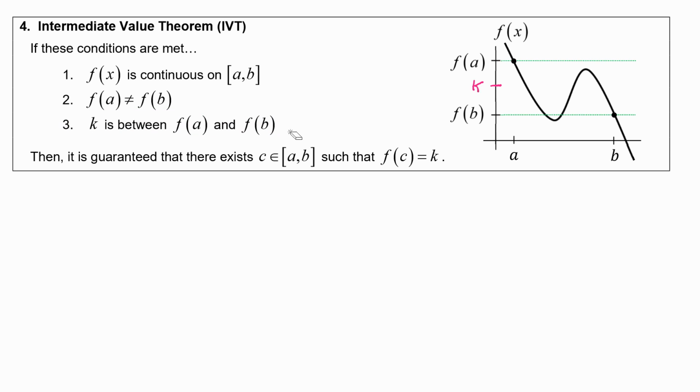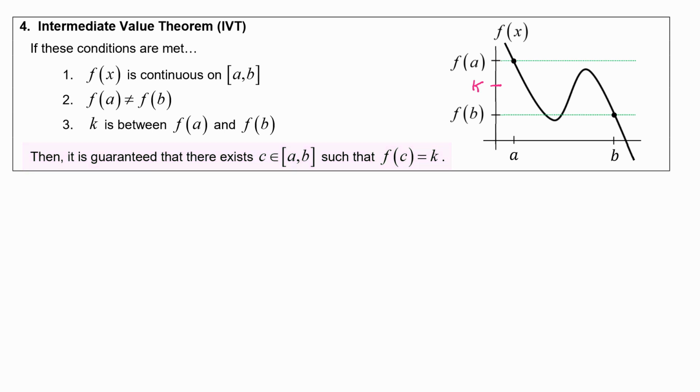Then, if these three conditions are met, then it is guaranteed that there exists a c on the interval from a to b such that f of c will equal k. Remember, a to b is an interval on the x-axis, so c is an x value. And this is just saying that somewhere in between a and b, there will be at least one x value of c, where if we plug it into the function, the y value will be k.